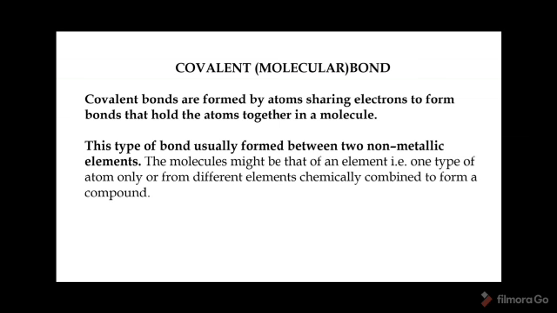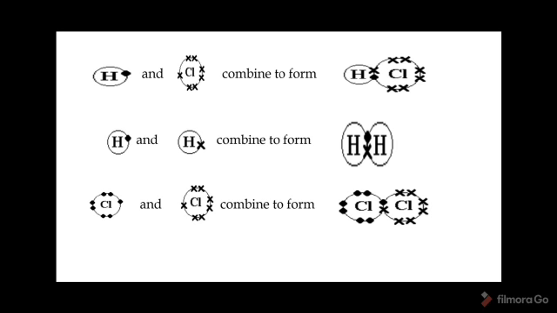So covalent bonds are formed by atoms of the same element or atoms of different elements, which share electrons to form bonds that hold the atoms together in a molecule. This type of bond is usually formed between two non-metallic elements.